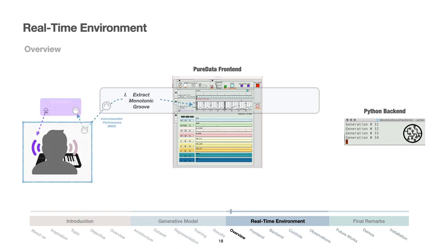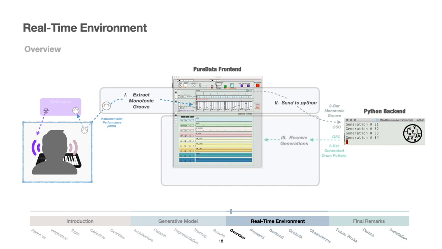Whenever the instrumentalist plays a note, the frontend extracts the timing and the velocity of the event and updates the buffer accordingly. The updated buffer is then sent to the backend via an OSC connection, using which the backend generates a new pattern and then sends it back to the frontend for playback. The generated patterns are received by the frontend and placed accordingly in the playback buffers.